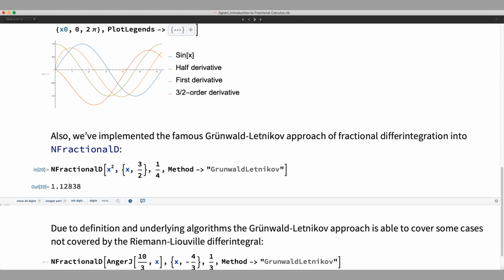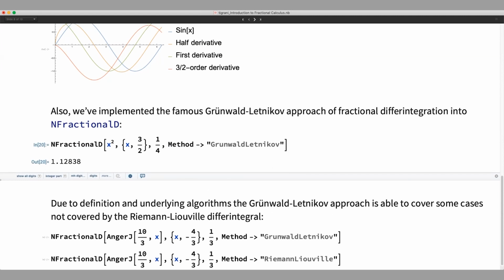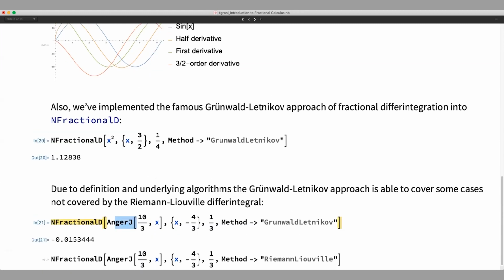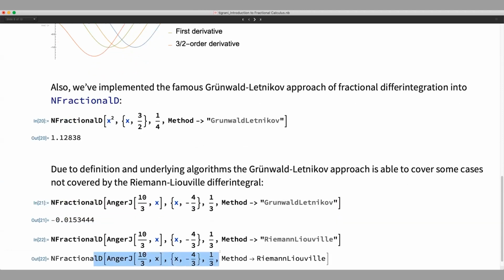It is just simply doing numerical calculations. However, we have implemented the Grunwald-Letnikov approach because for some classes of functions, the Riemann-Liouville fractional D is not able to calculate, because the definition of it is very, very difficult. However, Grunwald-Letnikov is doing this. For example, here I took this function and, using this Grunwald-Letnikov method at this point, calculated the numerical fractional derivative. If we apply the Riemann-Liouville one, we'll not get the answer because it's impossible to do.